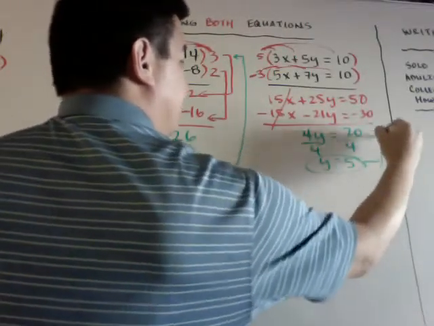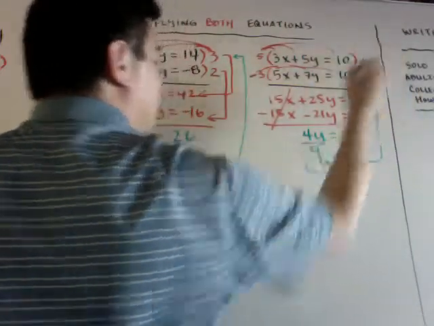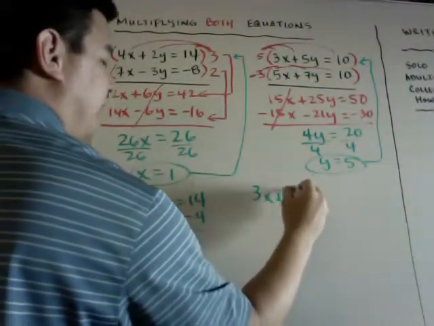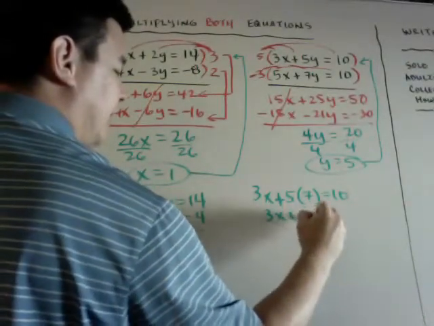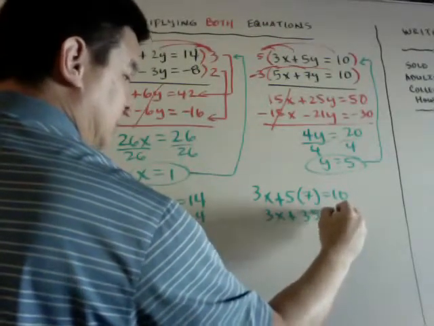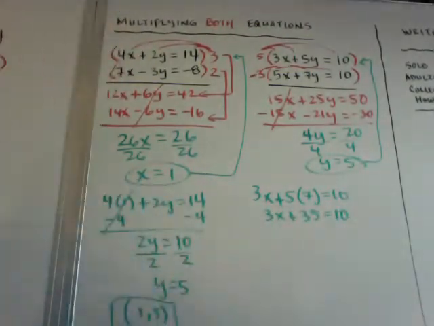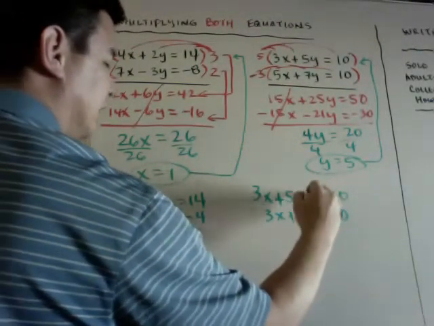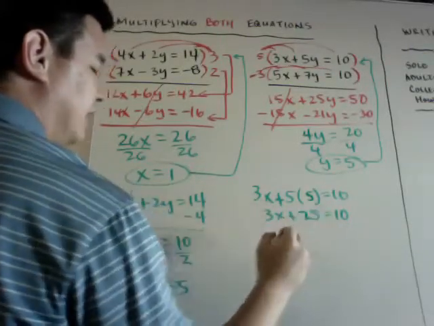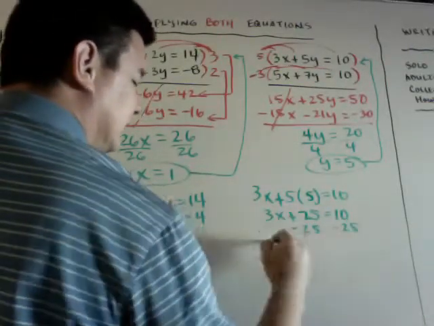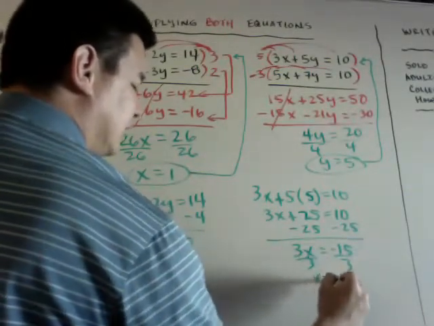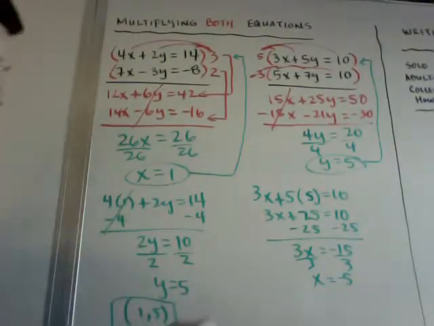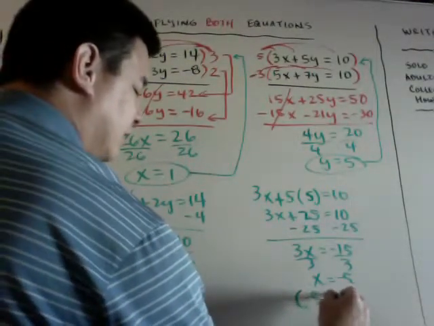Put this into any one of these equations. I'm going to go for the smaller numbers. 3x plus 5 times 7 is equal to 10. 3x plus 35 is equal to 10. Wait. Oh, I'm sorry, this should have been a 5. That's where I went wrong. So this should be a 25. I'm going to minus 25 from both sides, and I get 3x is equal to negative 15. Divide by 3, x is equal to negative 5. So my answer is going to be negative 5 comma 5.